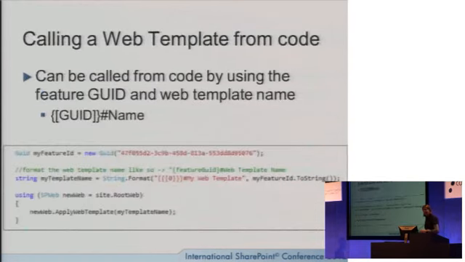Once we have created our web template and deployed it, either at our site collection scope or at our farm scope, we can also use it to create sites from code. Instead of having the name and then the configuration ID, which we would have if we were using site definitions, we now have the feature GUID and the name of the web template that we need to use. Be aware of the brackets, because that cost me a day preparing for this one. You need brackets around the GUID in order for this to work.